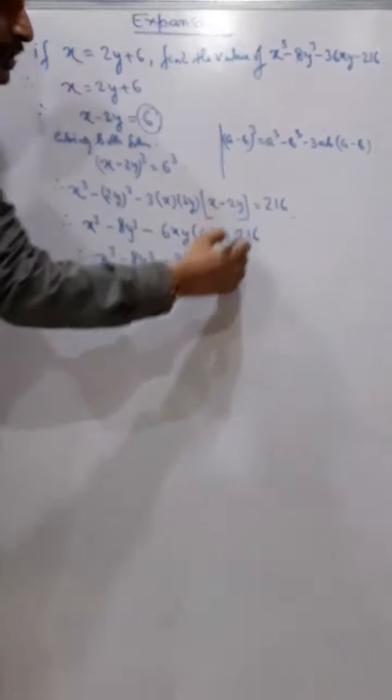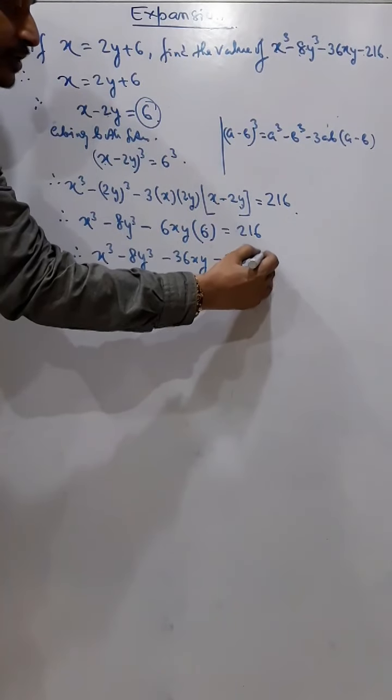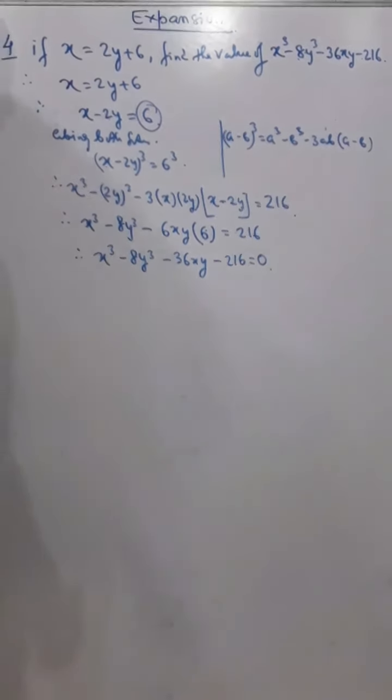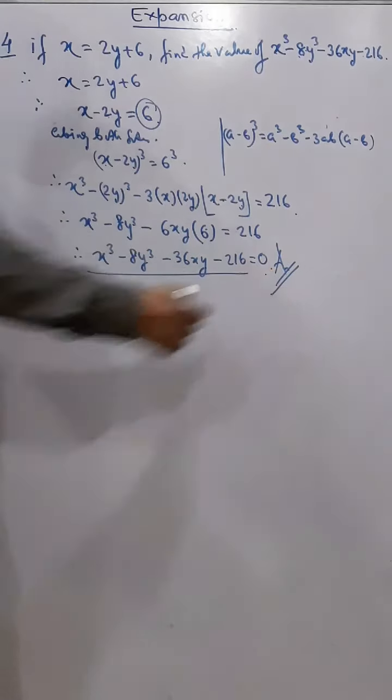If I bring this side, because we require minus 216 and 216, and we get what? 0. So finally the value of this is 0. So the answer is 0. Okay.